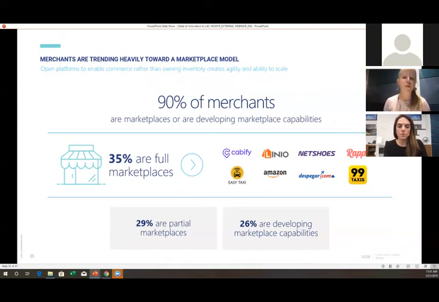Then we have other companies, traditional retailers, who realize we want to dedicate a part of our website to third-party sellers so that we can offer our customers a greater variety of goods. And an additional set of merchants realize they need to do this and are starting to develop marketplace capabilities. So merchants across all verticals are moving toward this open platform model. Very exciting insight there.